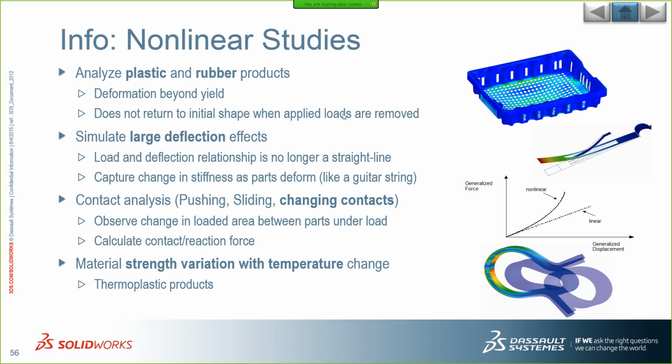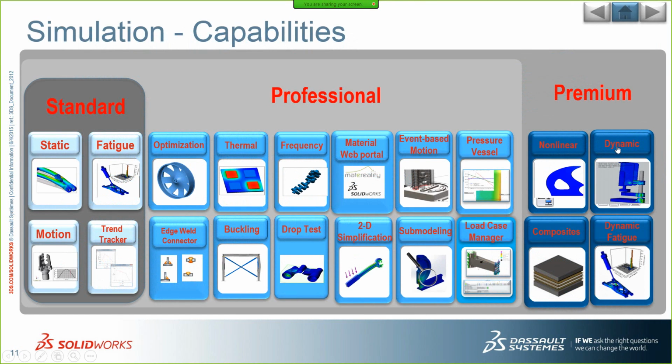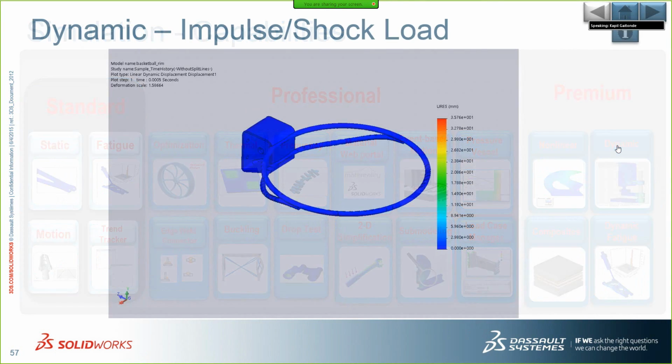And finally, material strength variation with temperature change. So it can happen that temperature is changing and the material properties are changing as well. You want to understand and study those, as can also be done in this particular module. The second one, which we are discussing today in the software, is the dynamic module.